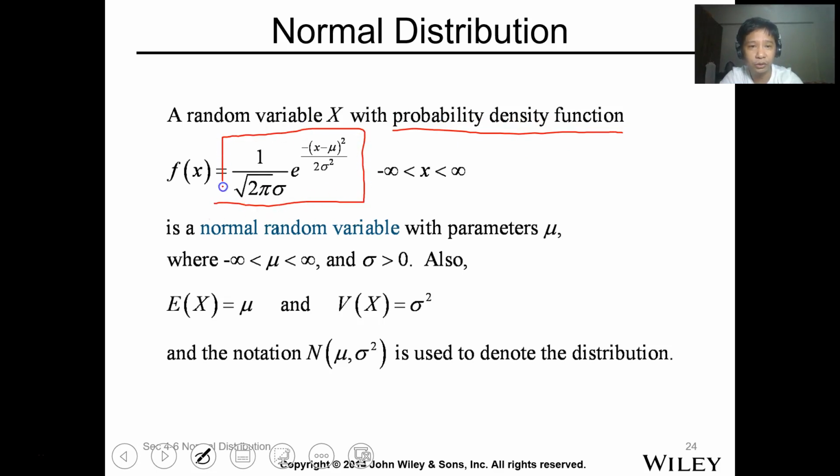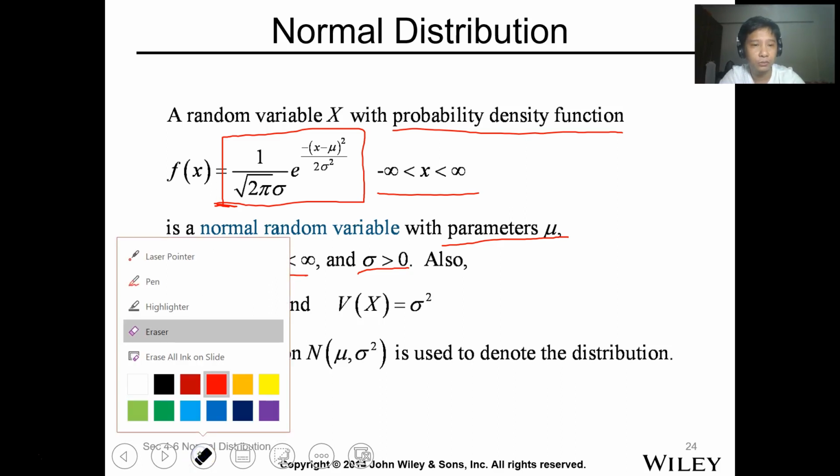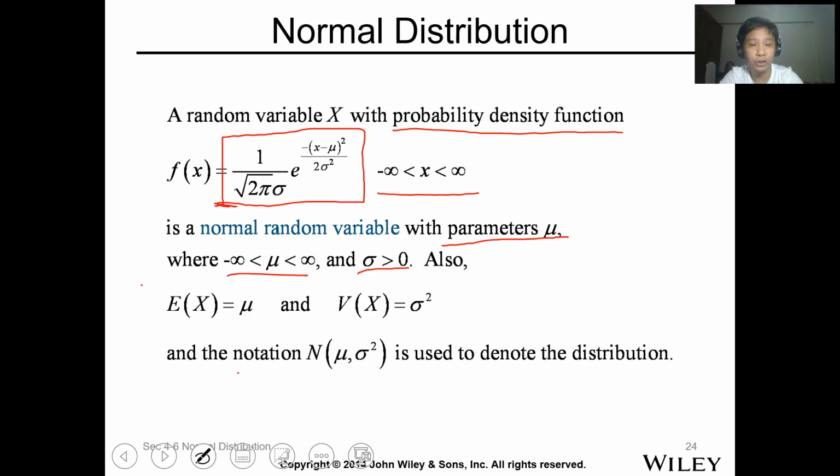Ito yung curve. So you don't need to memorize this one, but basically this value ranges from negative infinity to infinity. For a normal random variable, it has a parameter mu, which is your mean value, and a standard deviation greater than 0. The mean value is between negative infinity and positive infinity. And so the notation for normal distribution is N(mu, sigma squared).